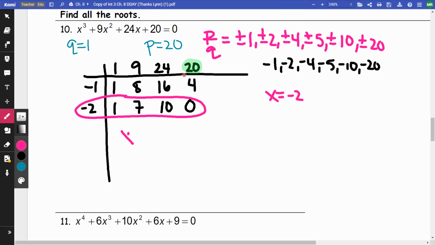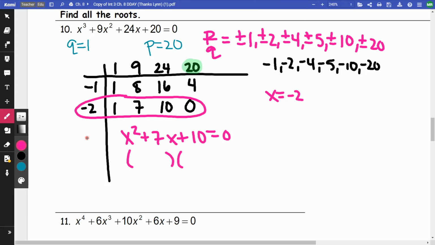Now I have x squared plus 7x plus 10 equals 0. So a couple things to focus on. This is a degree 3, so I should get 3 answers. I have 1. Also, since this is degree 3, when I get this solution, this depressed polynomial is now 1 degree less, so it's an x squared. And I can solve this.